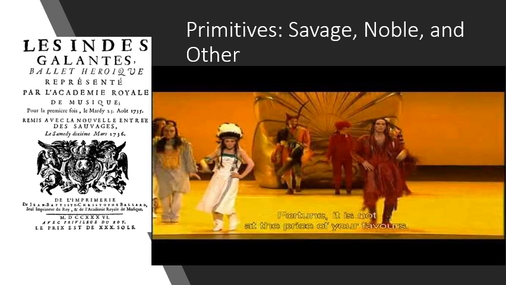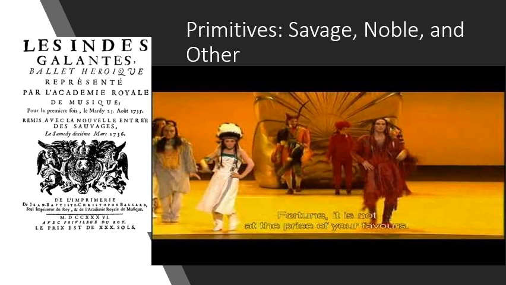So watch the video again, and really listen for those sonic markers of difference, and look for the visual markers of difference. It's really great music, but it really is an interesting example of the exoticization of, or use of so-called primitive elements in Western opera.